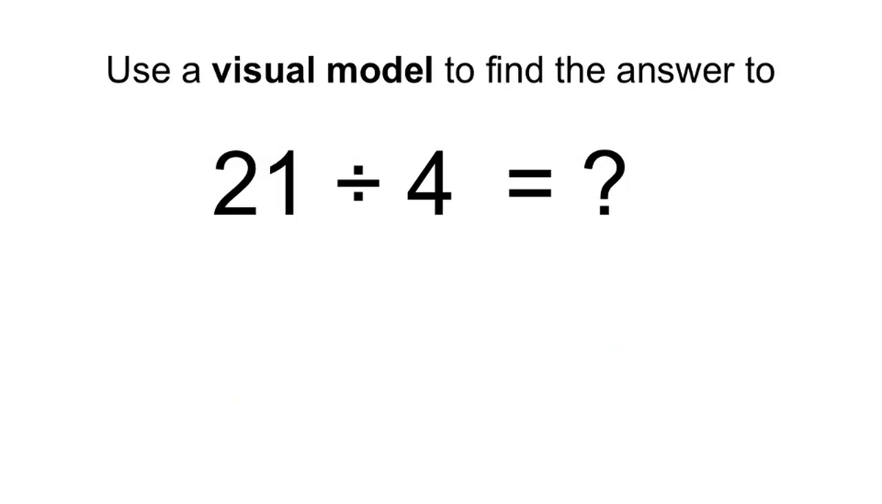Now, Laura, you were showing me a visual model. You were thinking about this with the 4 and the 21. How were you thinking of this? Well, let's say there are 4 kids and 21 cookies. You want to see how many cookies each kid would have.